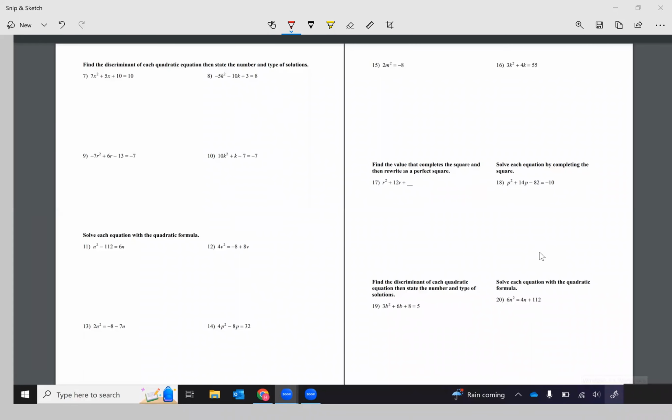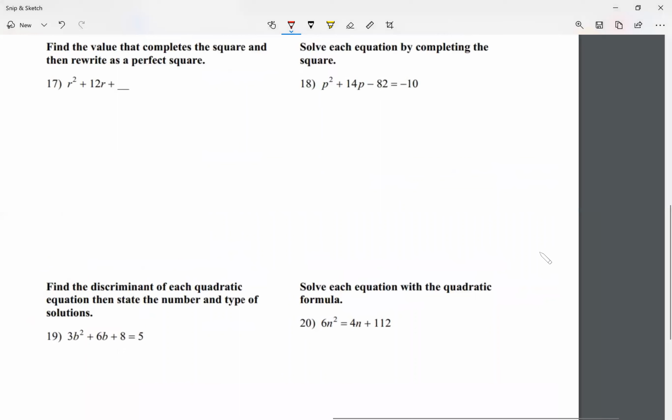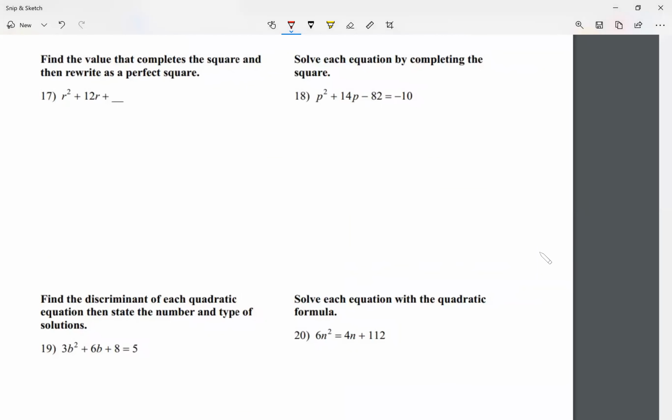All right, quick review of this week. Let's take a look at 17 through 20. Find a value that completes the square.